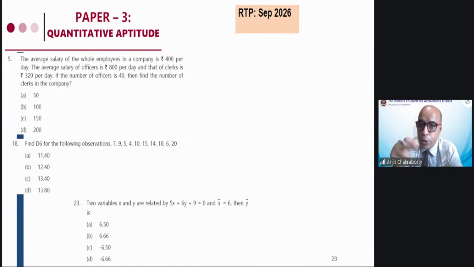Very similar relation, linear relation between x and y. So it is given 5x plus 6y plus 9 is 0. The mean of x is 6. What is the mean of y? So these are similar questions, but this is September 2026 RTP, so critically important for us.